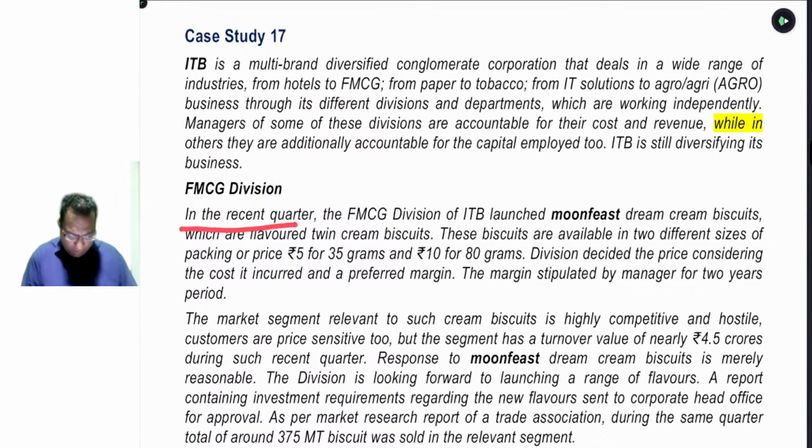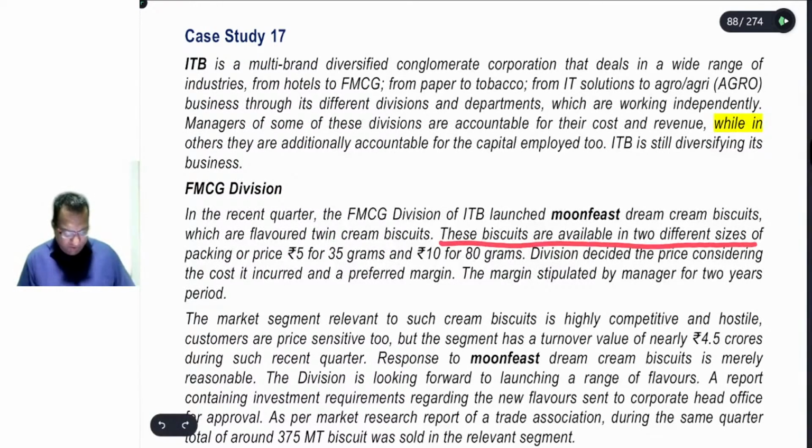In the recent quarter, the FMCG of the company launched Moonfest Dream Cream Biscuit, which are flavored twin cream biscuit. So जो FMCG डिपार्टमेंट है, इन्होंने जस्ट एक नया प्रोडक्ट लॉन्च किया जिसका नाम है Moonfest. These biscuits are available in two different sizes of packing or price, ₹5 for 35 gram and ₹10 for 80 gram. Department decided the price considering the cost it incurred and a preferred margin.